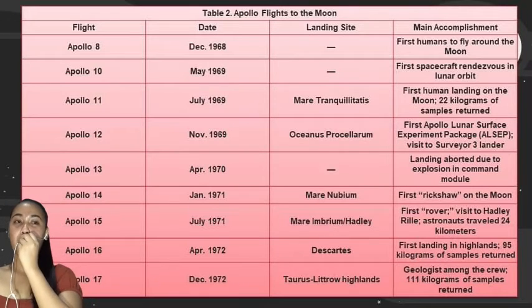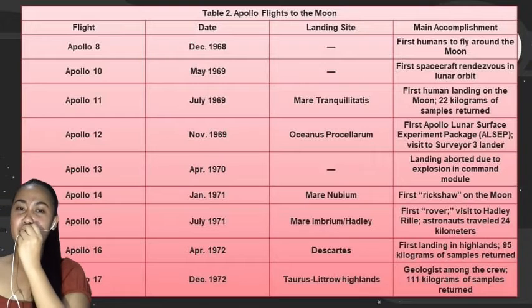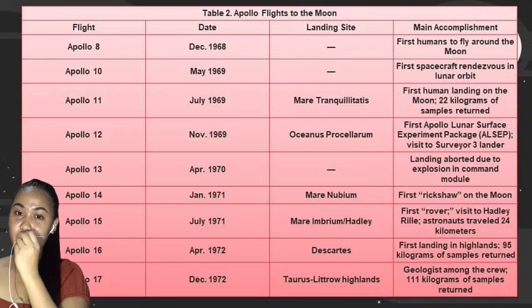And then lastly, we have Apollo 17 on December 1972. Landing site is Taurus-Littrow Highlands, and a geologist among the crew, 111 kilograms of samples returned.